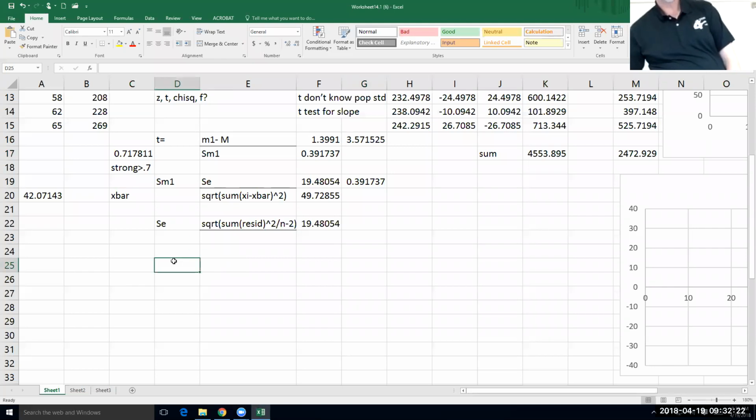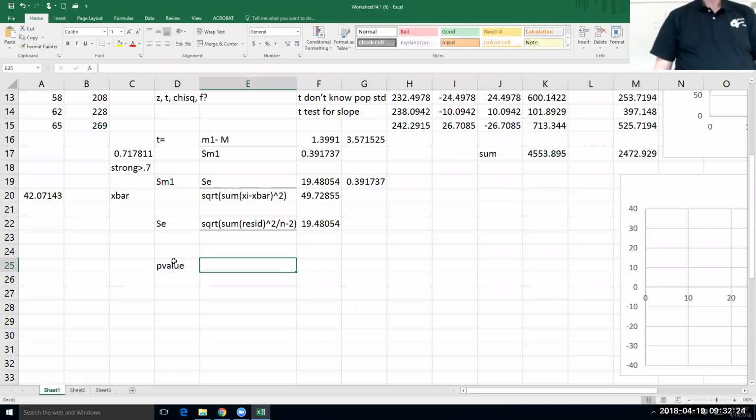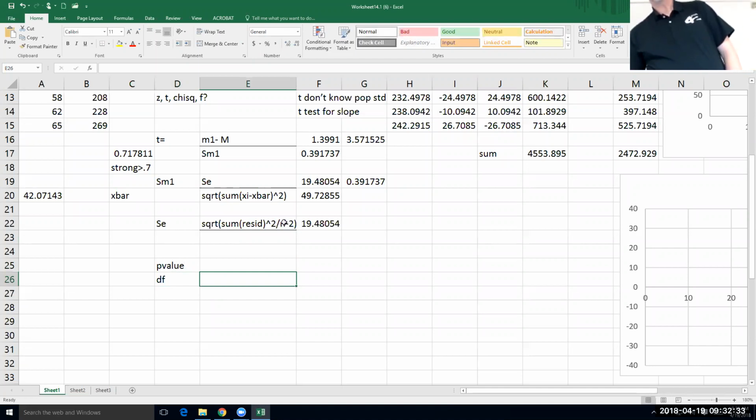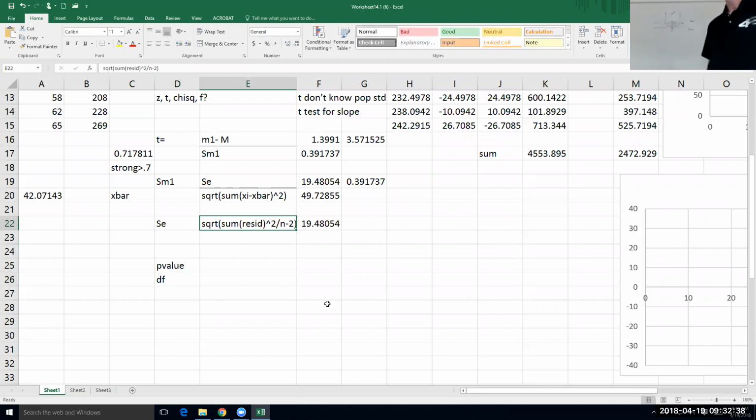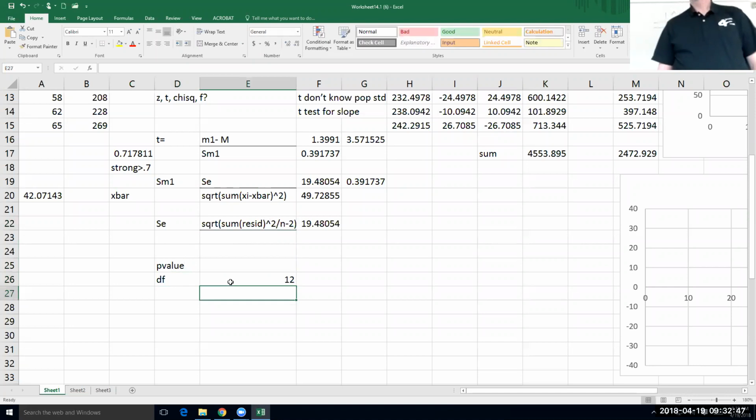Find the p-value. So, how do I find the p-value? Now, before I just find the p-value, I need to know my degrees of freedom. By the way, this is different. Here's a hint. What is that number there? N minus 2. That's your degrees of freedom. So my degrees of freedom in this case are 12.